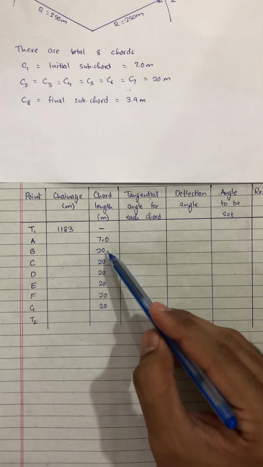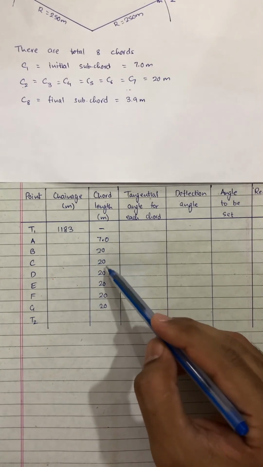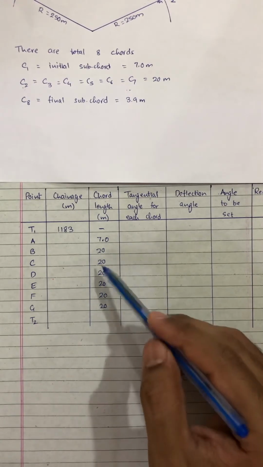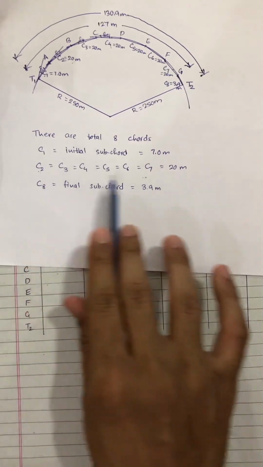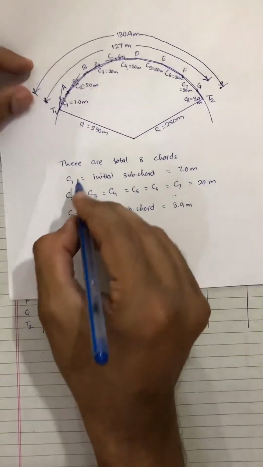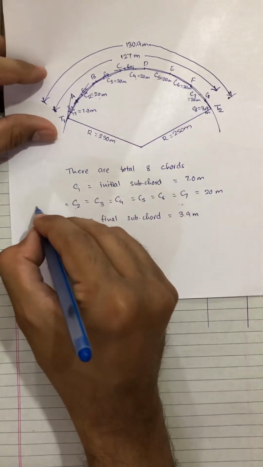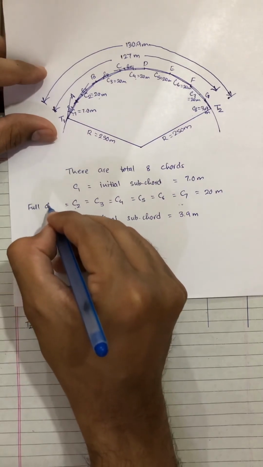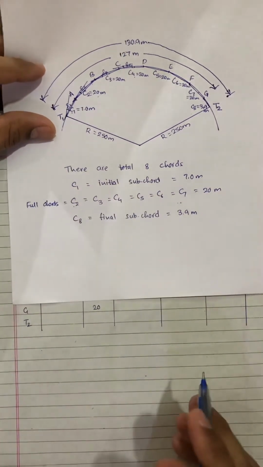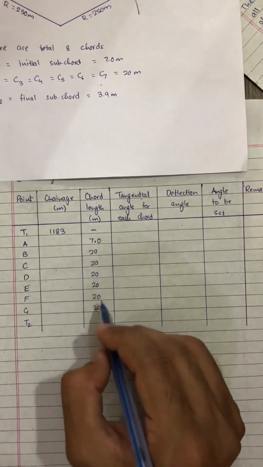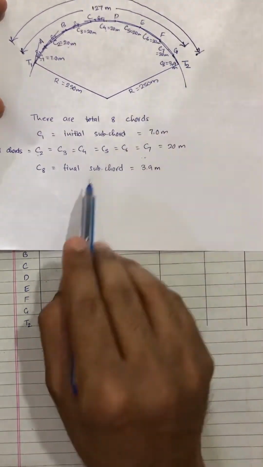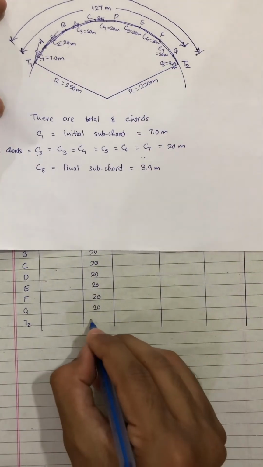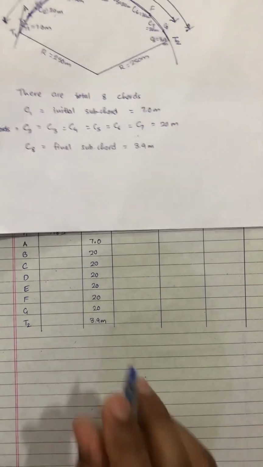So how many full chords were there? There were 6 full chords, 1, 2, 3, 4, 5, 6. 6 full chords are there, each of 20 meters length. See, these are the full chords and each is of 20 meter length. And the final subchord was of 3.9 meter length.